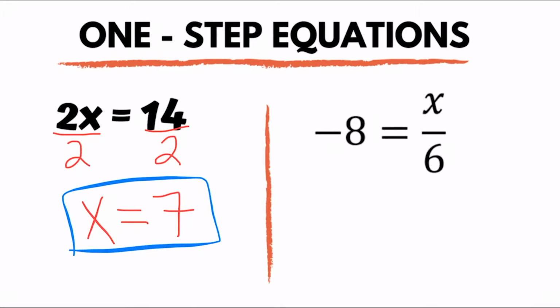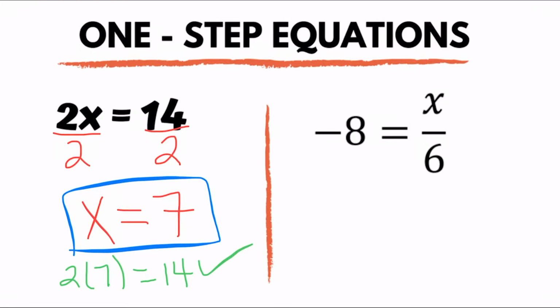X equals 7. And I can always check to see if this is right, because if I multiply 2 times 7, I get 14. So this works. It's a true solution. Let's look at the second example. On this one, I have a fraction. Not to worry, you can still work this out.